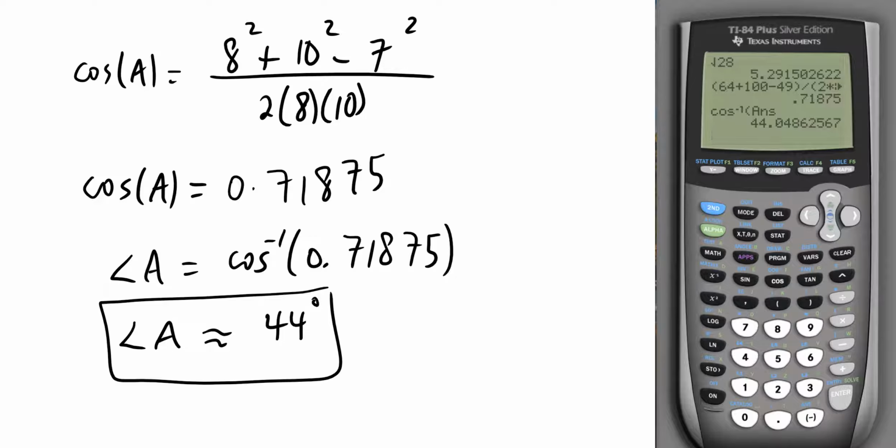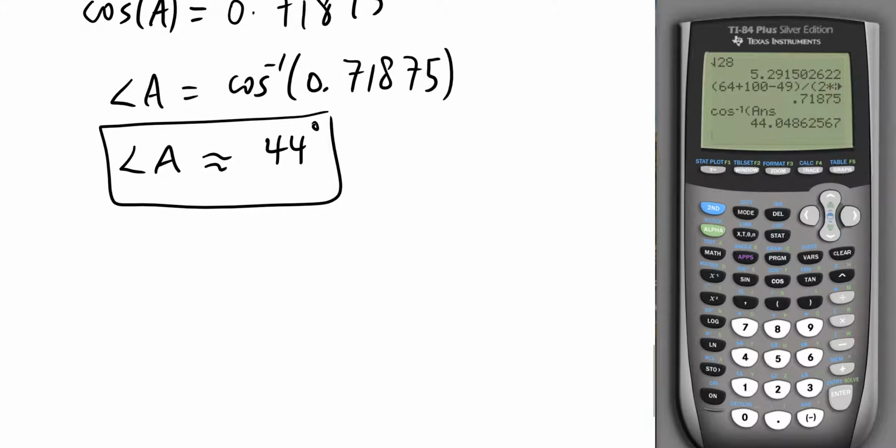Now, can I find angle B using the same formula, just law of cosines? Yes, you can. But remember, if you start with the law of cosines and you want to find the next, use law of sines. Sine A, which is 44, I just found it, over side a, which was given as 7, equals sine, let's say I want to find B.